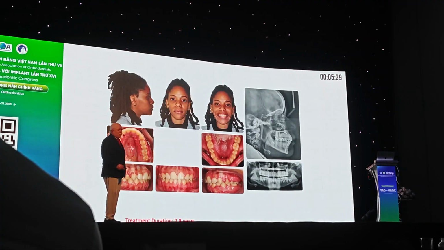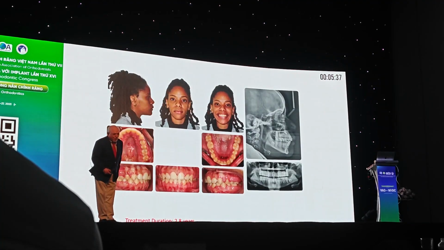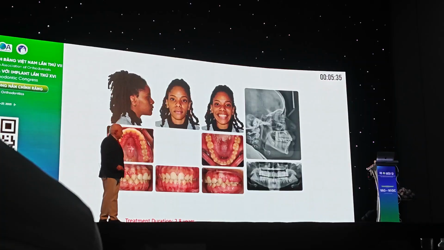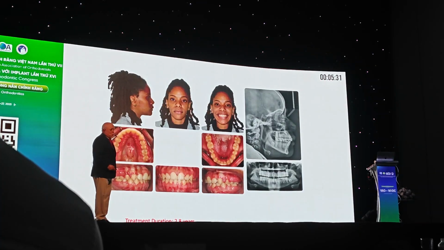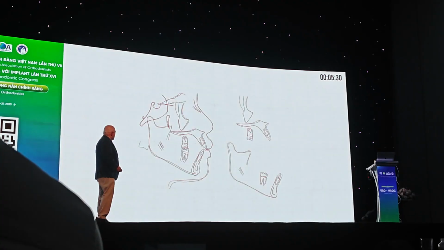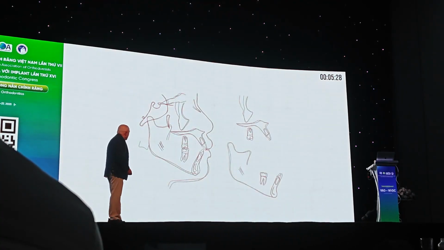So treatment duration is 2.8 years. That's a long time in this patient. But you can see she's happy. Occlusion is very good. Smile is very good.